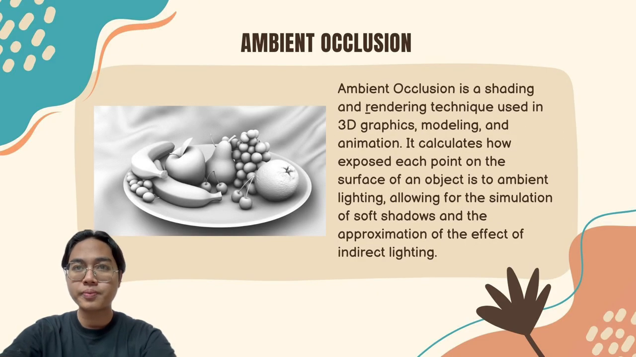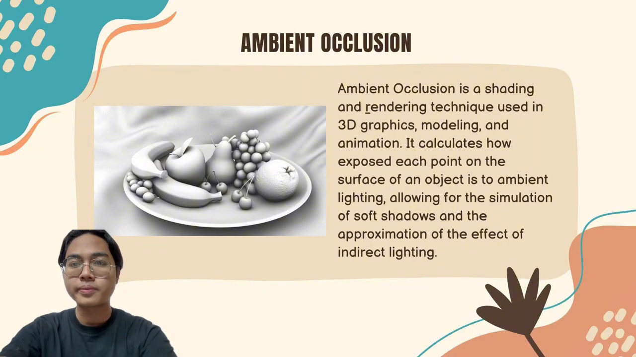The next one is ambient occlusion. Ambient occlusion is a shading and rendering technique used in 3D graphics, modeling, and animation. It calculates how exposed each point on the surface of an object is to ambient lighting, allowing for the simulation of soft shadows and the approximation of the effect of the indirect lighting.